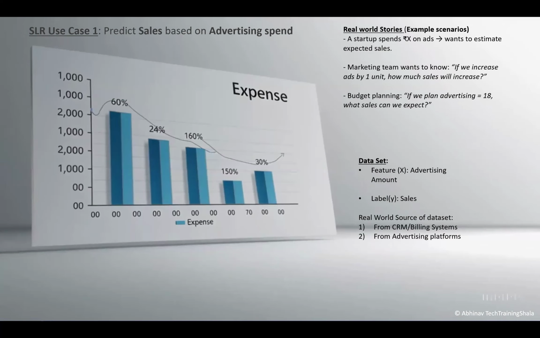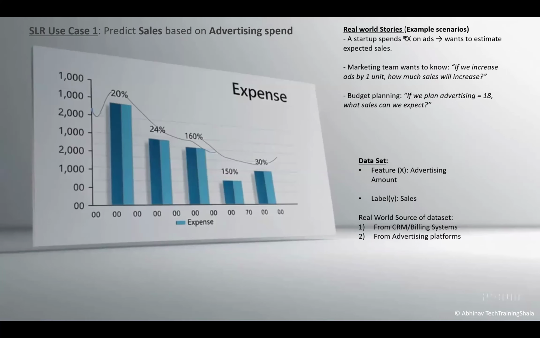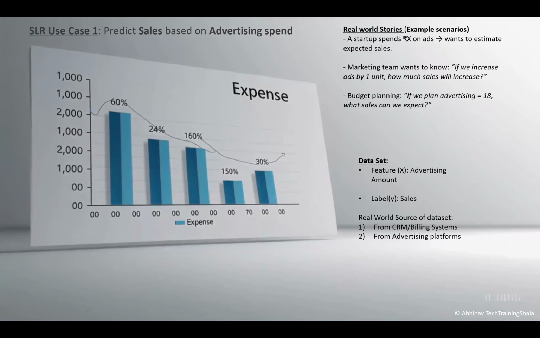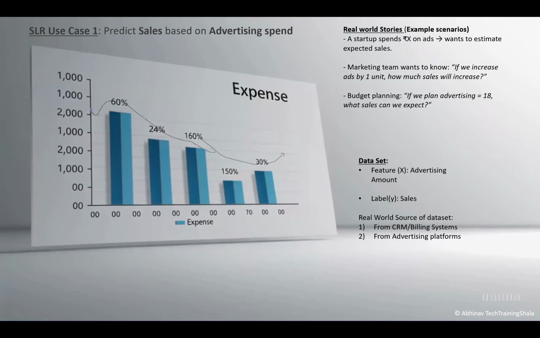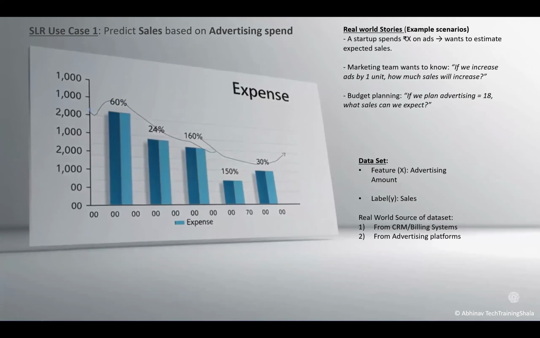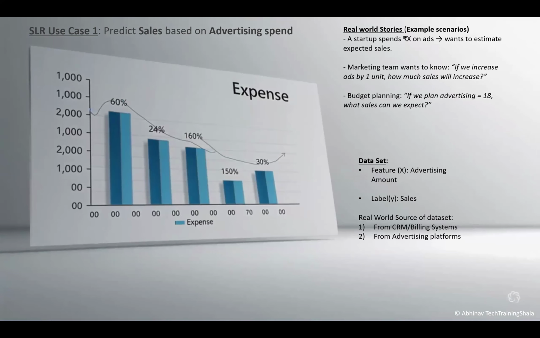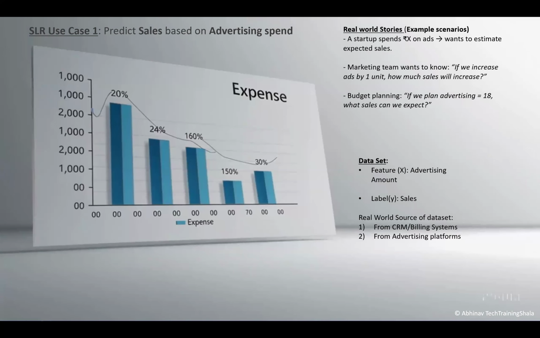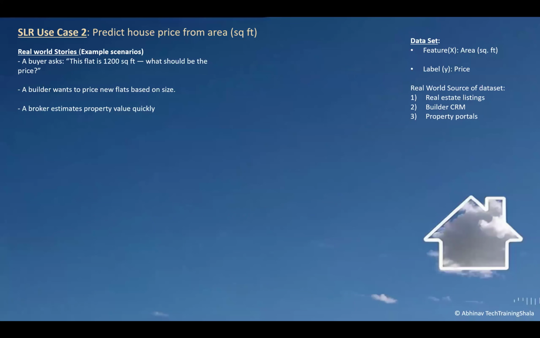In the data set, if you look, the feature will be advertising amount and the label will be sales. So we have only one feature here, and that is advertising amount. So this is the case of simple linear regression. Now the data that this team will get, they will get from their CRM or billing systems or from the advertising platform. Okay.